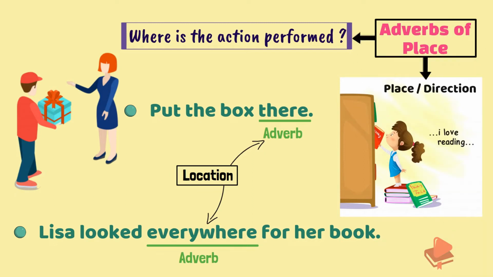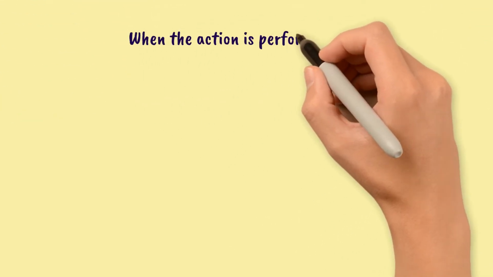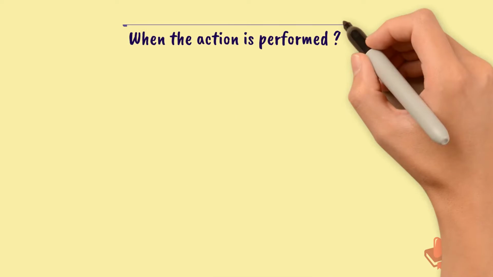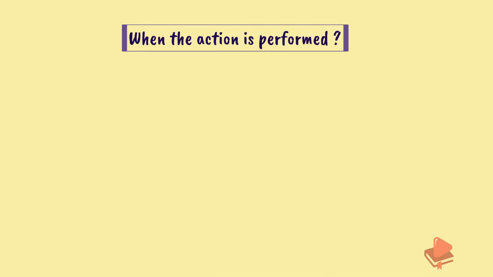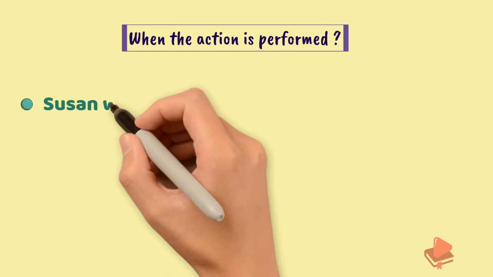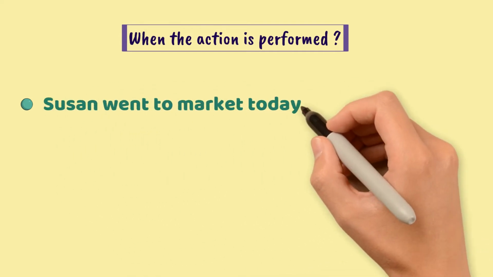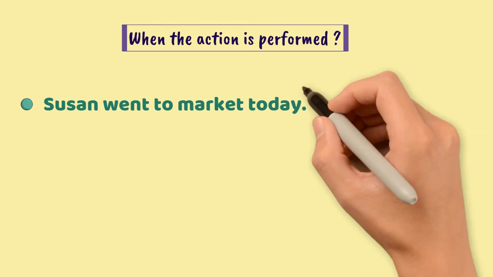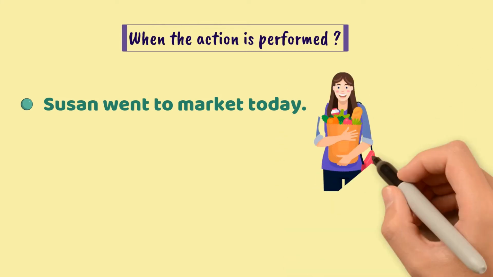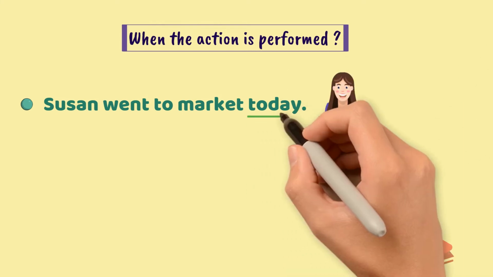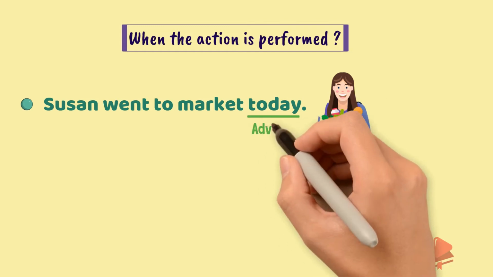Now let's see the next way in which we describe the action, and it also gives us information about when exactly the action happens. Let's understand this with a few examples. Susan went to market today. Here we are able to know Susan went to market, but when did she go? Today. So today is an adverb here.